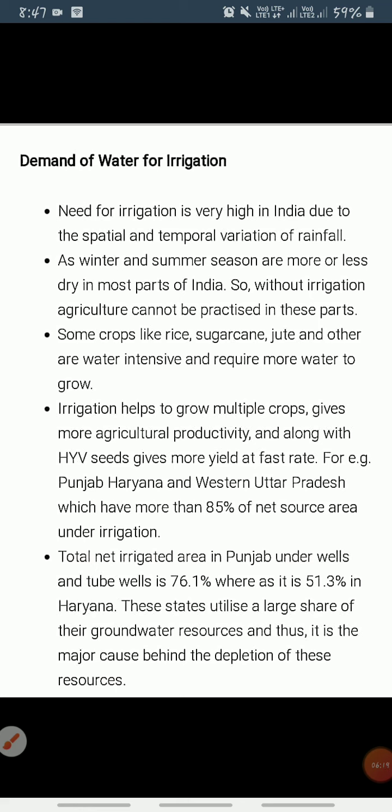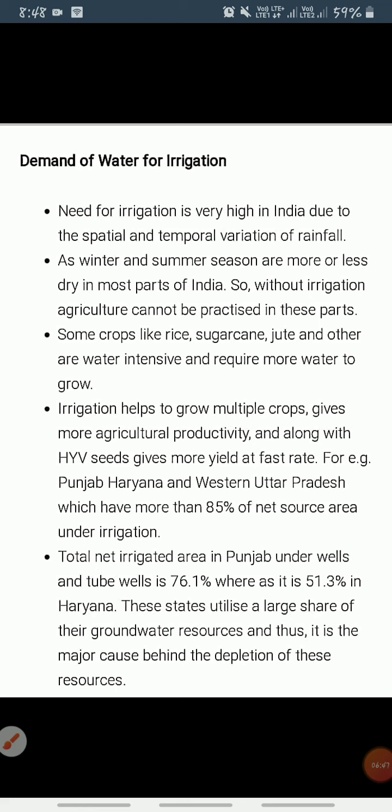So the large tracts of the country are deficient in rainfall and are drought prone, like northwestern India and Deccan Plateau. Winter and summer seasons are more or less dry in most parts of the country. So hence it is difficult to practice agriculture without assured irrigation during dry seasons, even in the areas of ample rainfall like West Bengal and Bihar.